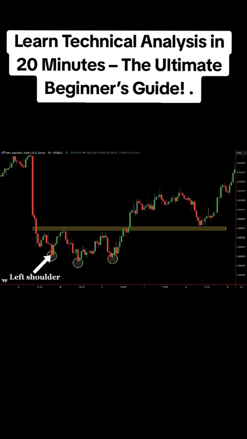Left shoulder, price drops and finds support before bouncing up. Head, price makes a lower low but then recovers. Right shoulder, price moves down again but forms a higher low than the head, showing that sellers are losing control.